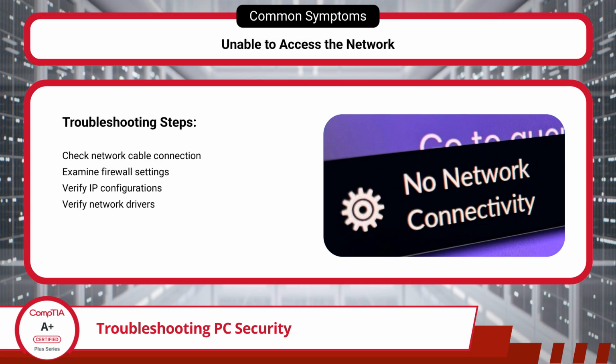First up, let's discuss network access issues. If a user can't connect to a network, start by checking the network cable connection. Sometimes the smallest issues, like a loose or disconnected cable, can be the culprit. If the physical connection is fine, take a look at firewall settings, as they may be blocking access due to security rules. Also, check IP configurations and network drivers. These components play key roles in maintaining secure network access, and a simple misconfiguration can often disrupt connectivity.